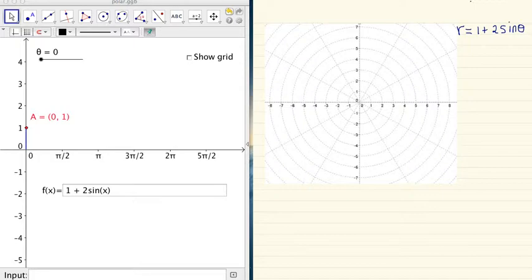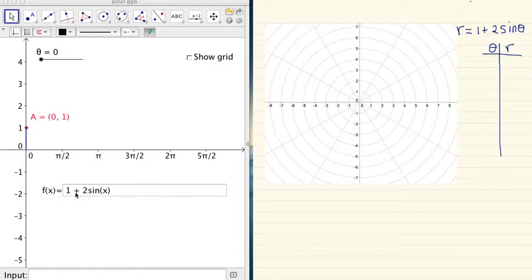On this polar grid, as I go along, I'm going to make a little chart of points to help me, with theta and r. But I'm also going to use the graph of the Cartesian equation y equals 1 plus 2 sine x. You want to think of x as your theta when we go over to the polar grid, and f of x, or y, is your r.